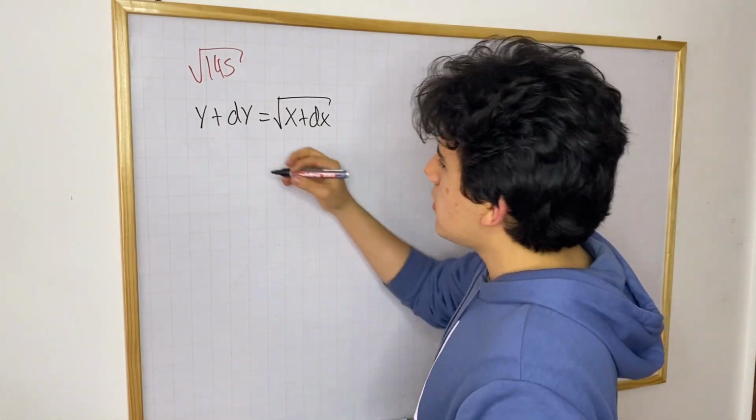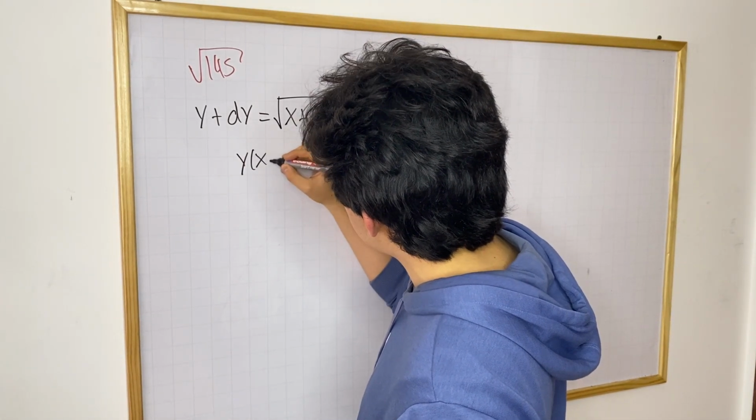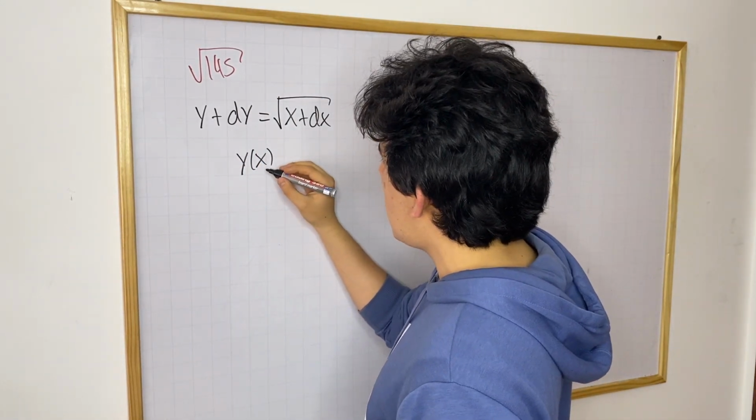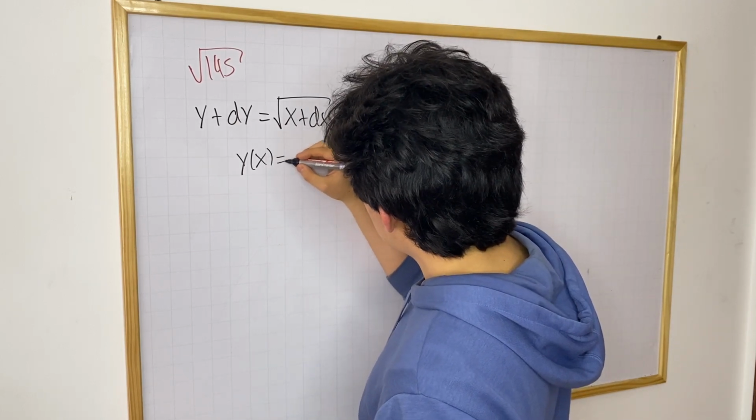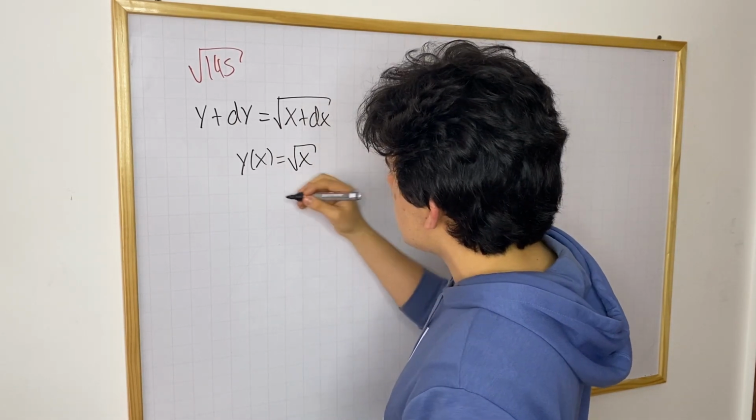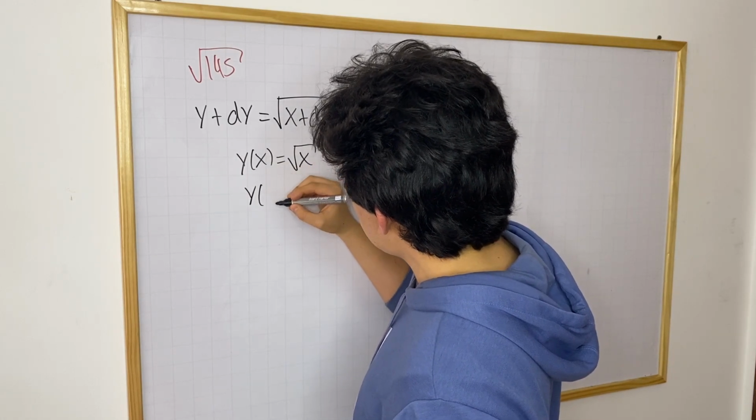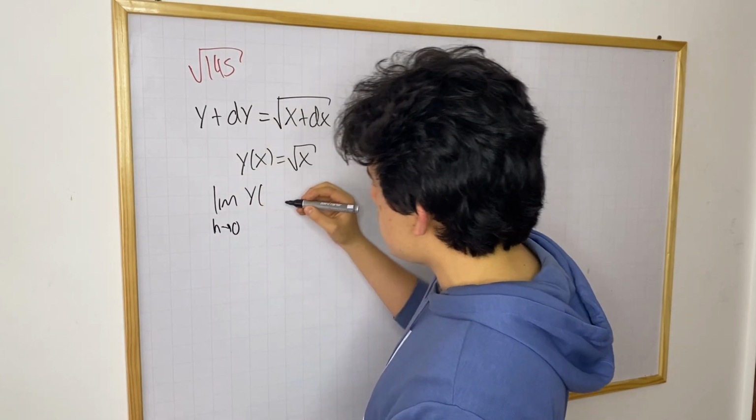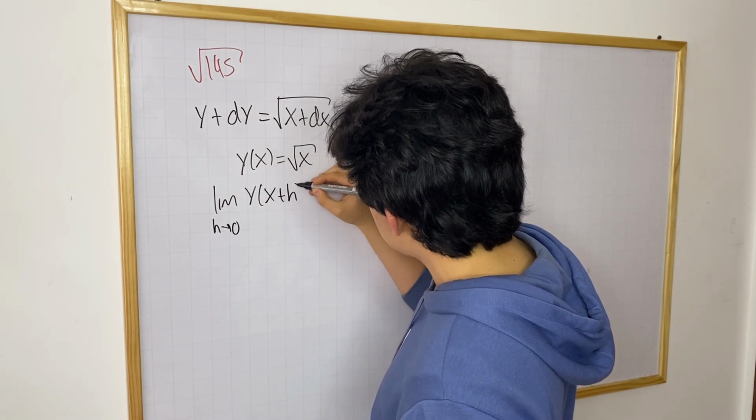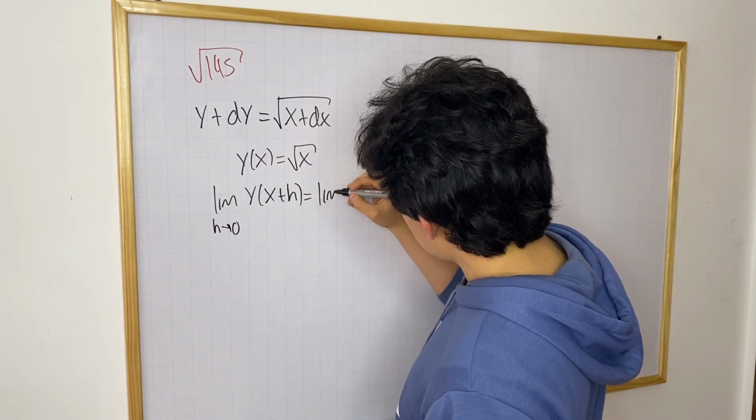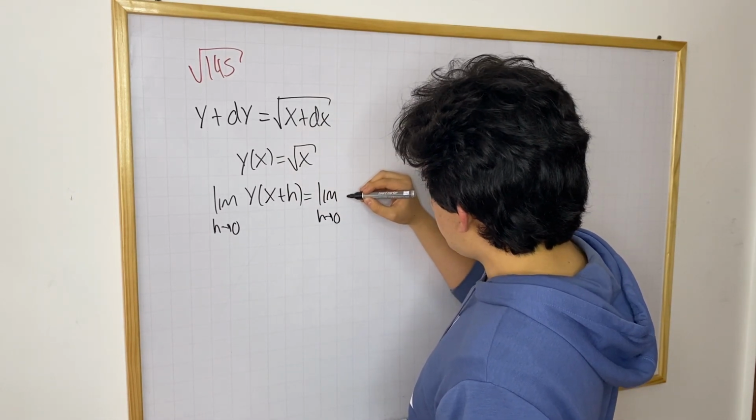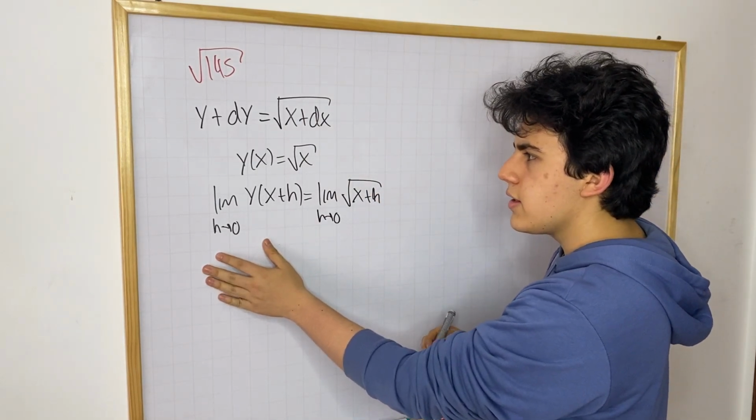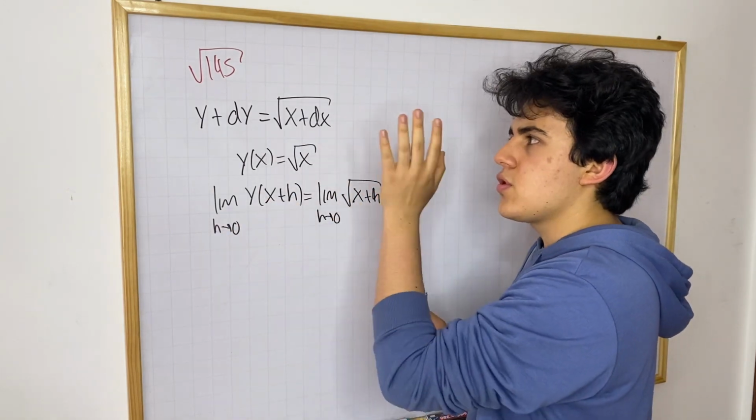Basically, the way you can see it is like this. So if you have y as a function of x, just so that you understand where I'm deriving this equation, and this function is the square root of x, and you say that you want y, I'm actually going to use limit notation. So if you want to take the limit as h approaches 0, and you want x plus h, well, this is going to be the same as the limit as h approaches 0 of the square root of x plus h.